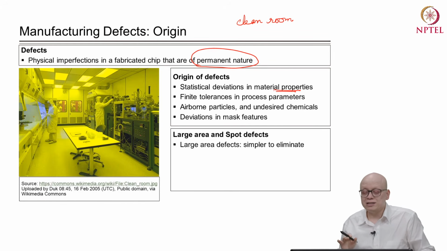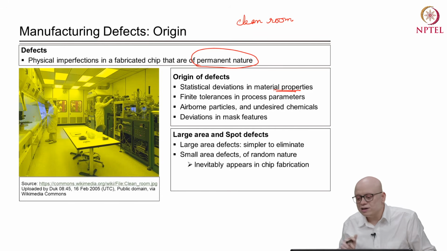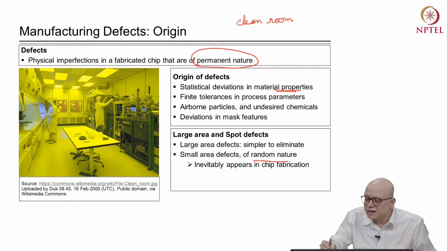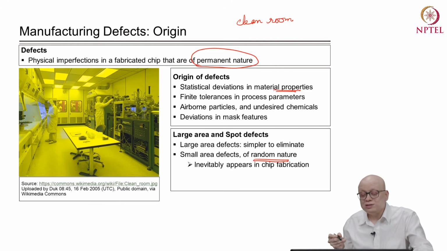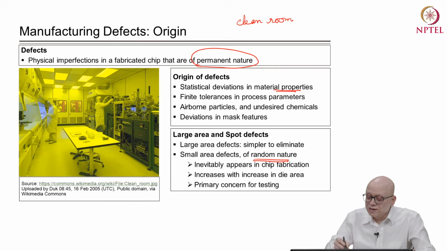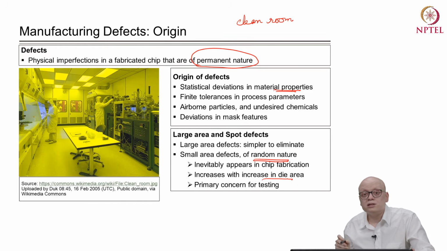Those are basically simpler to eliminate, and in advanced processes or in matured processes, those large area defects are easily eliminated, right. But there are spot defects or small area defects which have a random nature, and those inevitably appear in the chip during fabrication. The spot defects increase with the increase in the area, and these spot defects are the primary concern for testing.